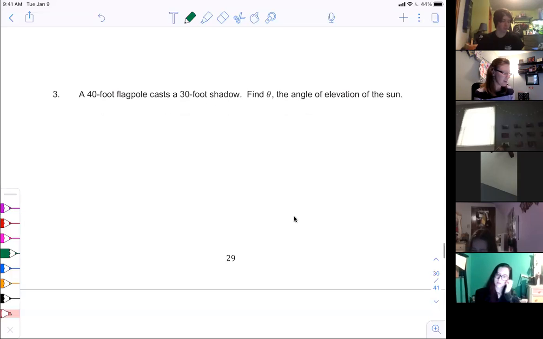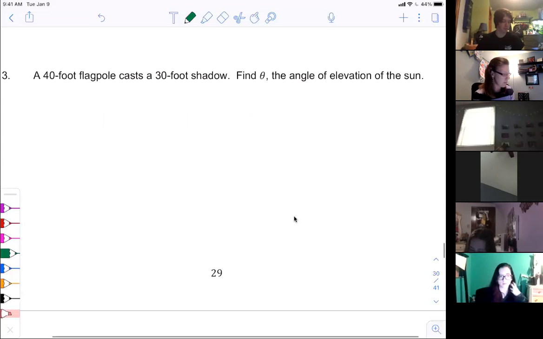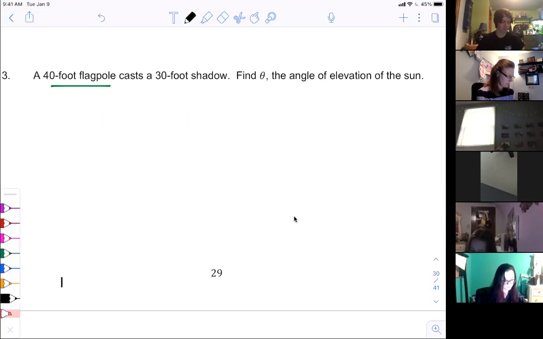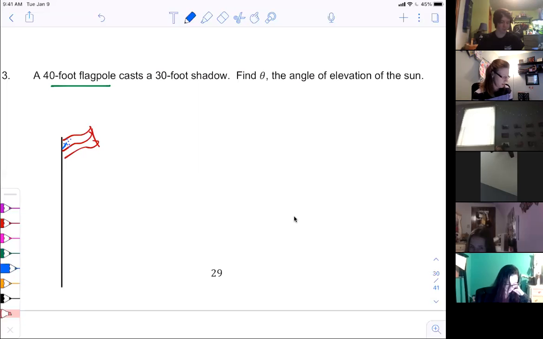But number 3 says we have a 40-foot flagpole. So I'm just going to start with that and draw myself a 40-foot flagpole. So there's my flagpole. There's my cute little flag. Put a couple stars on it. Make it look a little interesting. I'm going to label this 40-foot flagpole. That's how tall the flagpole is. It says it casts a 30-foot shadow.